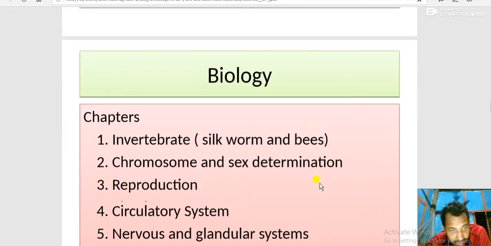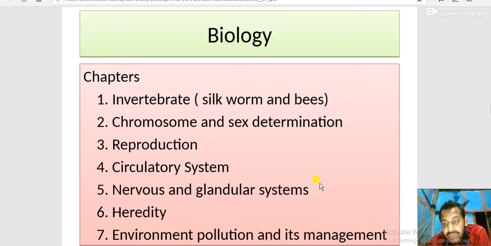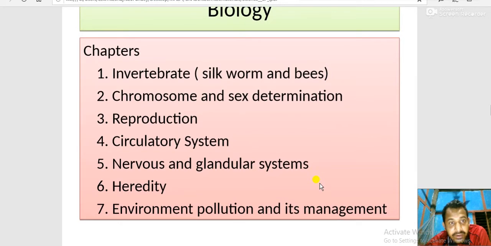In biology we have invertebrates. We'll learn 2 types of invertebrates in detail. One is about silkworm and bees. And here you can read it out.